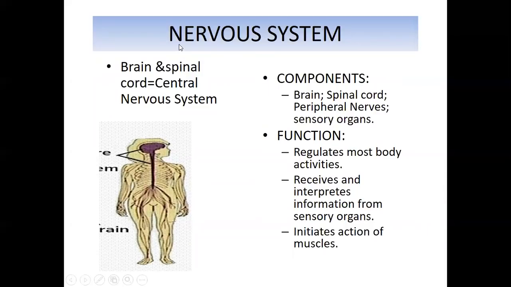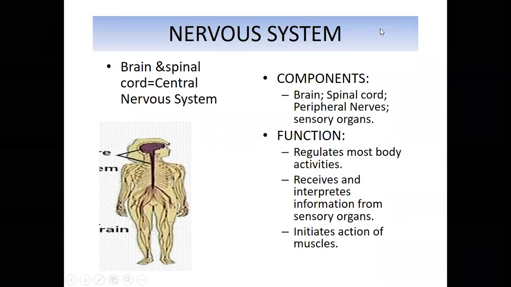And the nervous system. The nervous system is constituted of the brain and the spinal cord, the central nervous system. The components here are the brain, spinal cord, peripheral nerves, and sensory organs. This is the nervous system.